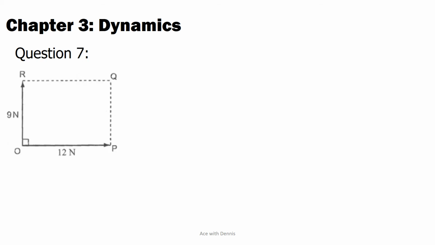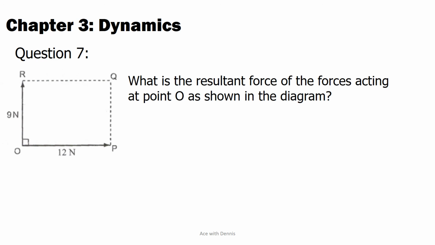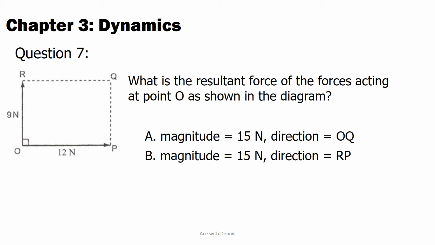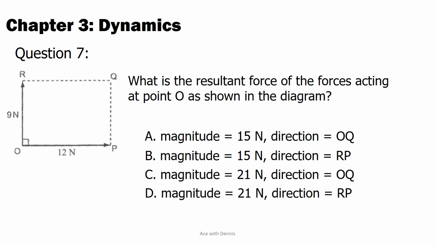Question 7. What is the resultant force of the forces acting at point O as shown in the diagram? A. Magnitude is 15 newtons. Direction is OQ. B. Magnitude is 15 newtons. Direction is RP. C. Magnitude is 21 newtons. Direction is OQ. D. Magnitude is 21 newtons. Direction is RP.